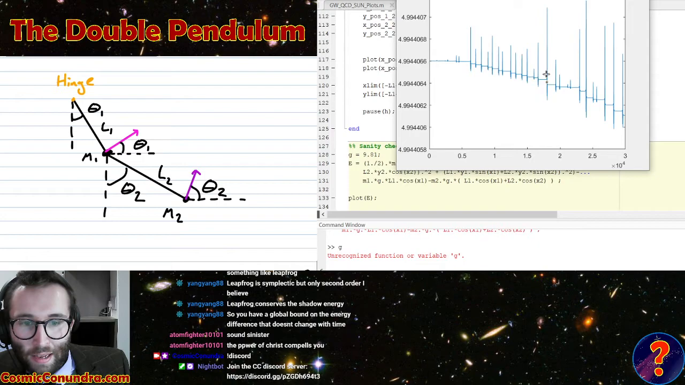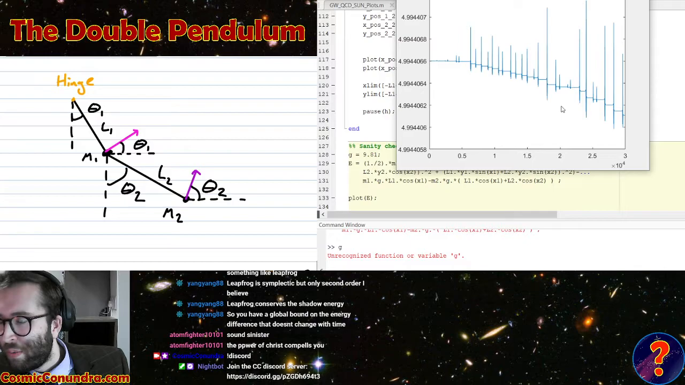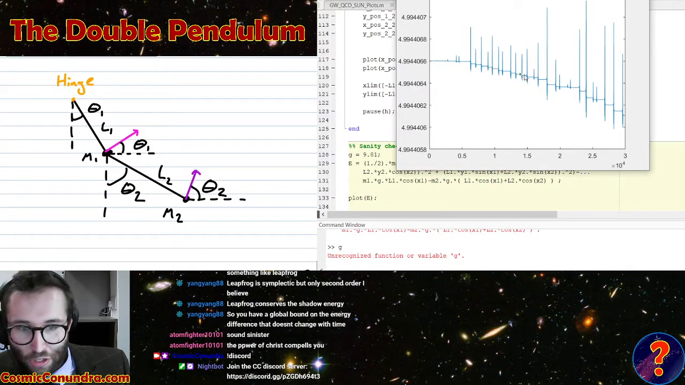But these spikes have become comparatively larger than the overall decrease in the energy, which is quite interesting. So the spikes get worse. The largest amount by which the system seems to be violating conservation of energy gets worse when you add more time steps, but overall the average total energy is more constant.